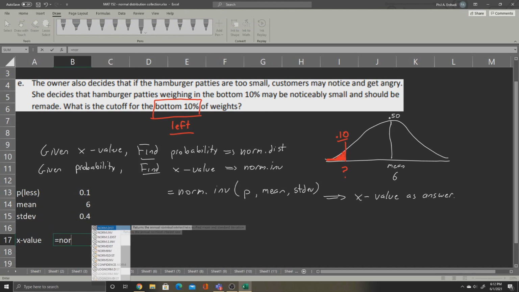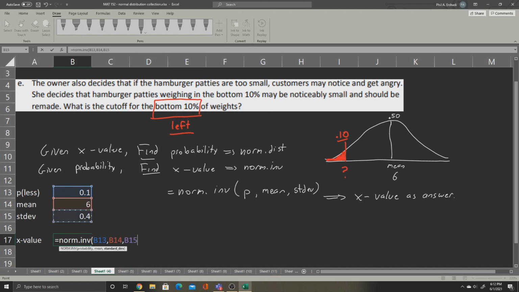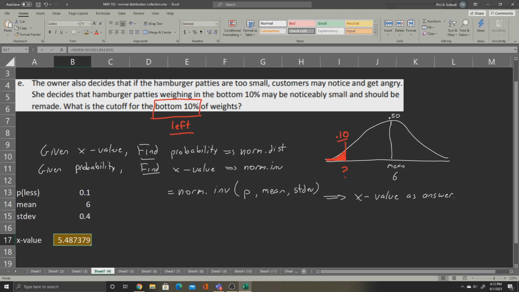Now to get the X value, we'll say norm inverse. Click the probability first, then the mean, and then the standard deviation. When we press enter, the bottom 10% cutoff is 5.487. This will be our answer for part E.